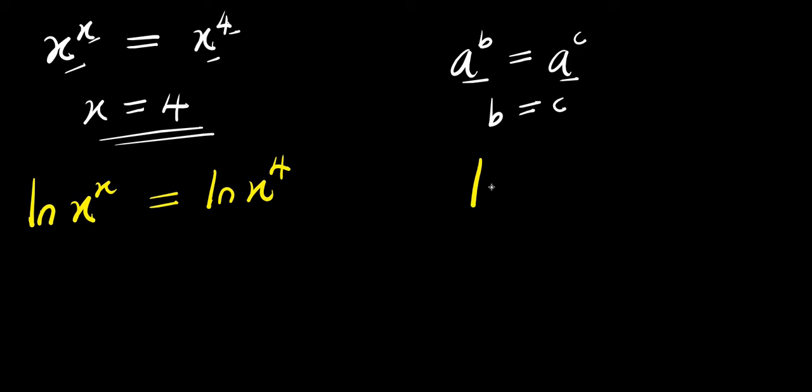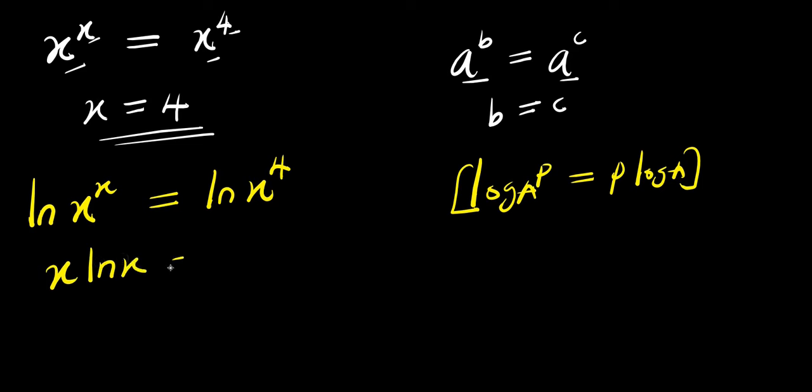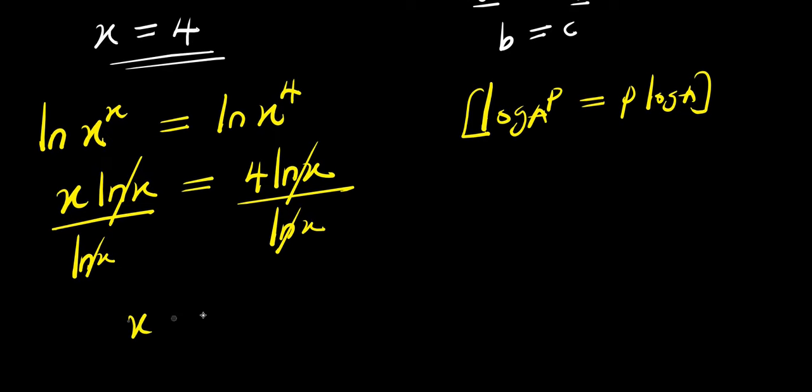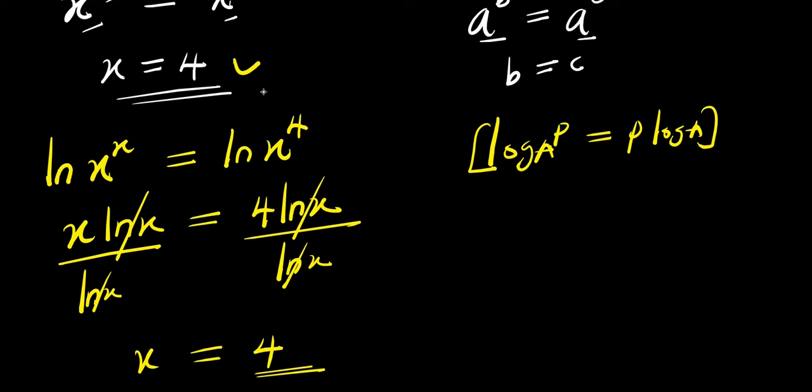Now, if you have log a power p, this is just like writing p times log a. So this will give us x times natural log of x equals 4 times natural log of x. So what will happen here is that I can divide this by natural log of x, divide this by natural log of x, this eliminates this, this eliminates this, then I have x equals 4. Now this still gives us the same solution we had earlier on, which is x equals 4 here.